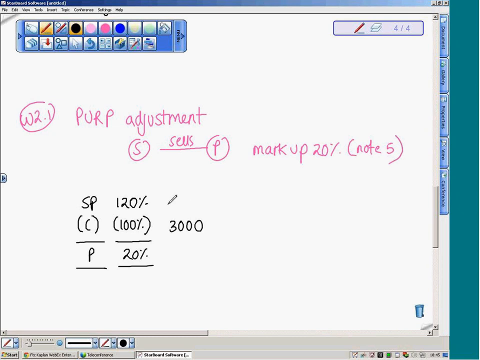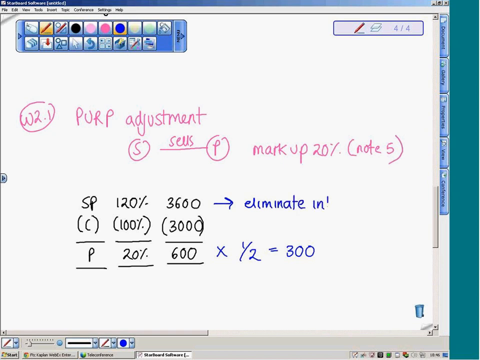So in order for this cost structure to hold true, the selling price must be 3.6 million. Okay, and that gives me a profit component of 600. Now, really, they tell me that only half of the inventory remains. So what I must remember to do is bartar for the inventory that remains at year end, and that's going to be the 300. Okay, I must remember to eliminate the entire intragroup transaction.